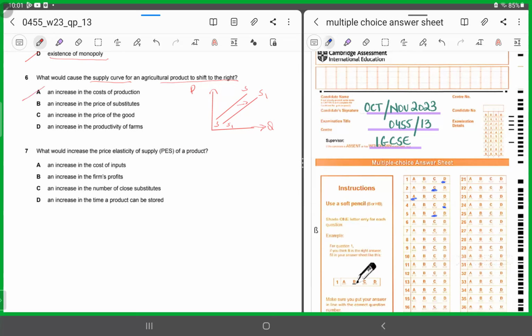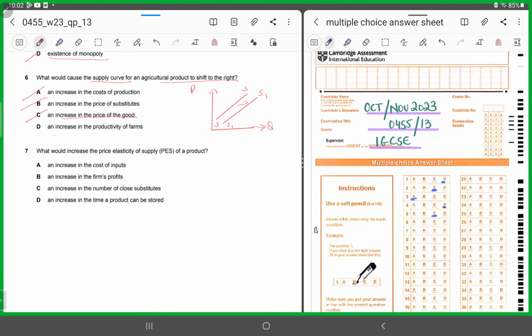So A can be chopped off. B says an increase in the price of the substitutes. Now, this is related to the demand of the product and not the supply. If there would have been an increase in the price of the substitutes, there would have been an increase in the demand for your product. C says an increase in the price of the good. That would cause a movement along the same supply curve. You would be willing to supply more of the product. It would not have caused a shift, rather a movement along the same supply curve. So C is chopped off.